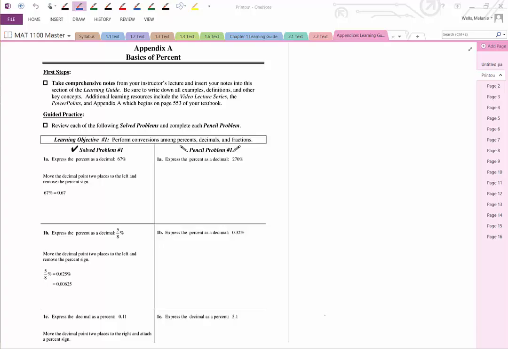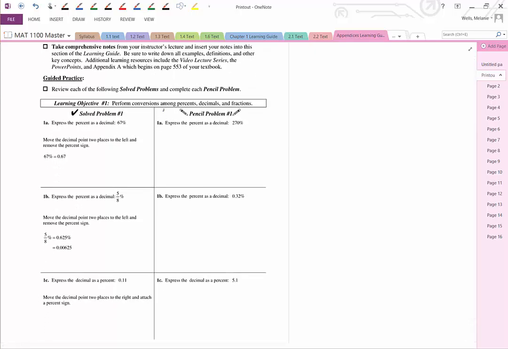Now we're going to look at Appendix A. There will be a couple of problems and objectives that we will omit, but we do most of this section. So let's look first at 1A, where we're expressing the percent as a decimal. This is found on page 203 in your learning guide.